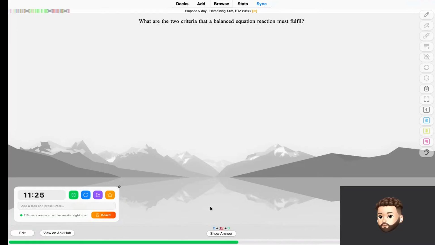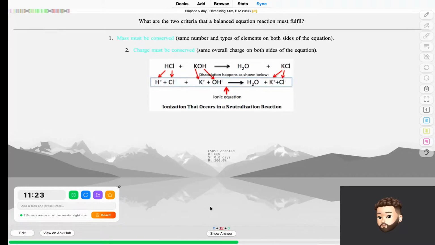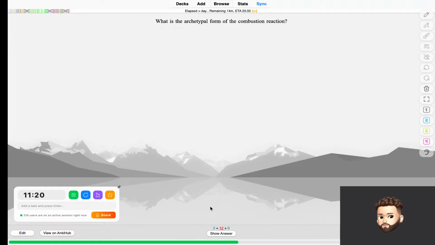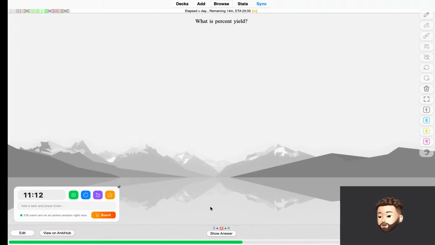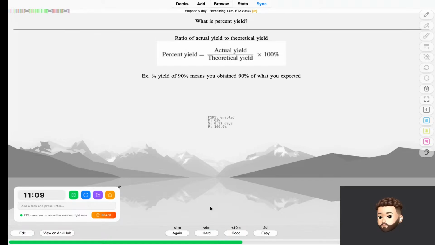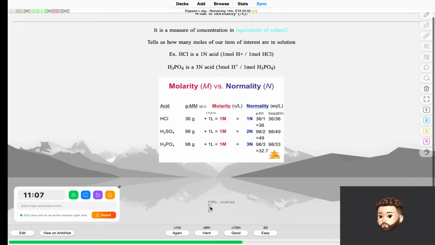22.4. Same mass and same charge. Hydrocarbon and oxygen to carbon dioxide and water. Actual yield over theoretical yield times 100%. Normality, I don't know. Measure of concentration in equivalent of solute per liter. How many moles of our item of interest are in the solution?